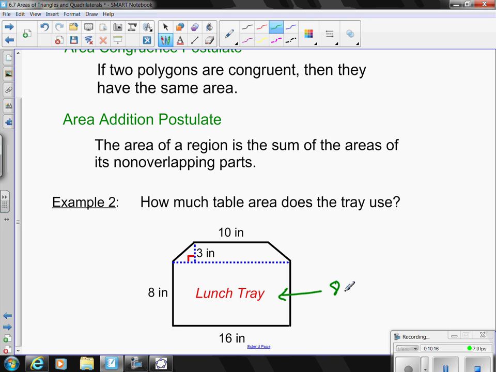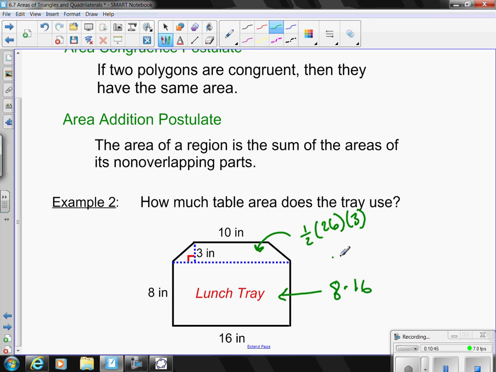Area of a rectangle is base times height. So the area of that part is 8 times 16, where the area of this part is a trapezoid. So it's 1/2 times base 1 plus base 2. So this blue line is going to be 16, just like down there. So 10 plus 16, 26, times the height, 3.